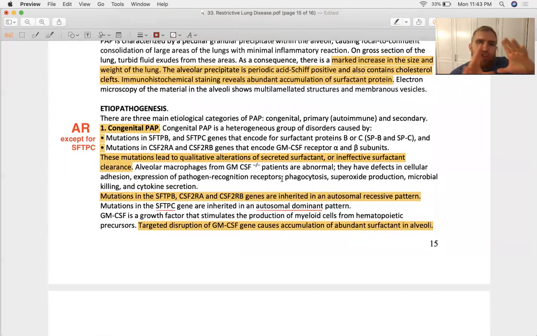The lungs are going to be swollen and heavy. And the precipitate's going to be PAS positive. What else have we seen in this lecture that is going to be PAS positive?